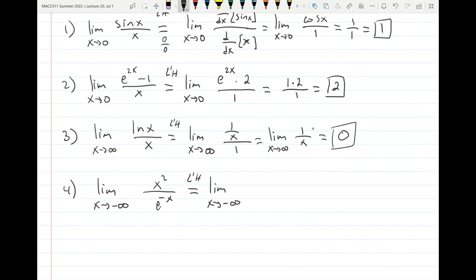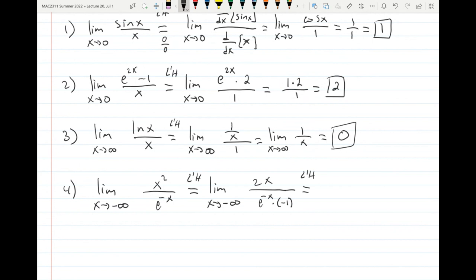So let's see, the derivative of the top is 2x, the derivative of the bottom is e to the negative x times negative 1, right? Chain rule, remember. Now, notice that here we still have infinity over infinity. So that means that sometimes you may need to use L'Hopital's rule more than once. Okay? So here we still have infinity over infinity, so we're going to use L'Hopital's rule again.